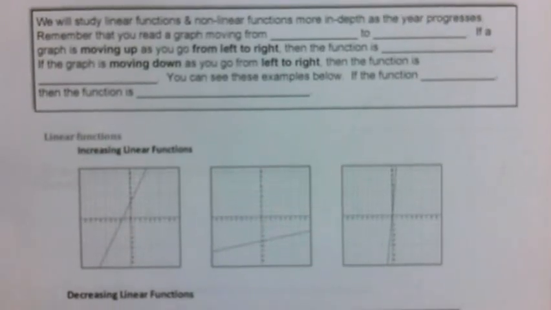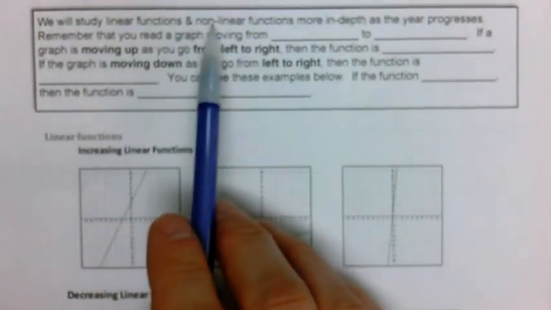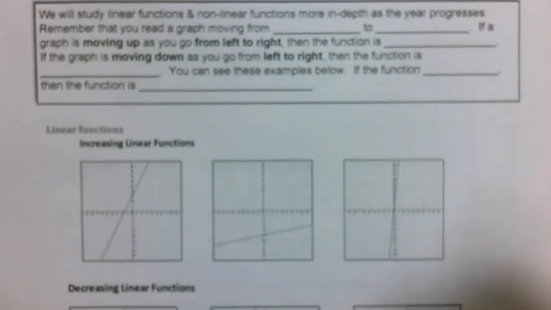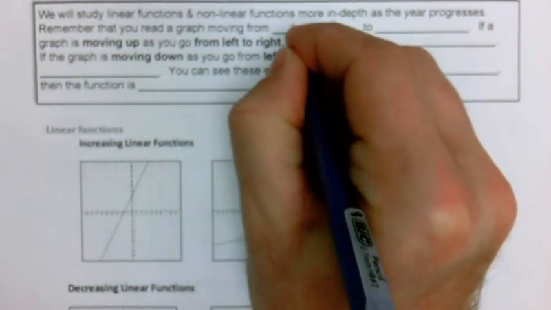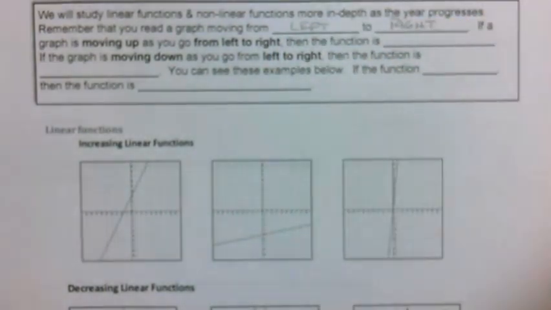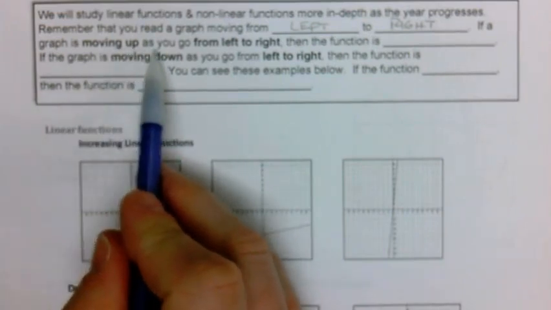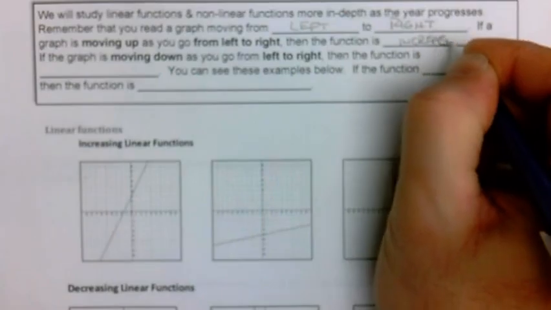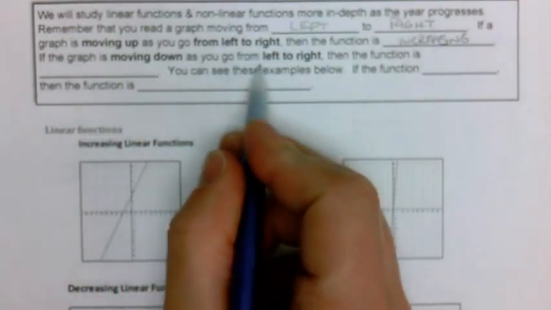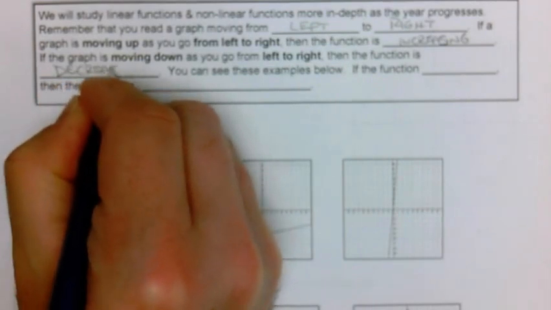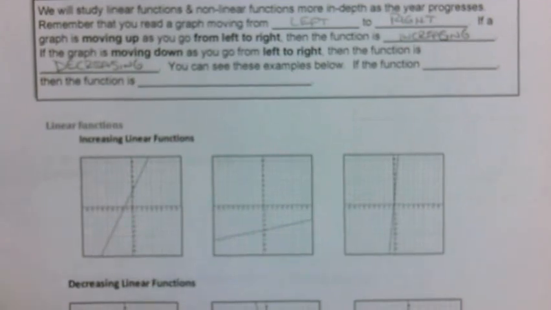This year we're going to be studying linear and nonlinear functions more in depth as we progress throughout the material. Remember that you read a graph moving from left to right, just like you would read a sentence. If a graph is moving up as you go from left to right, then the function is increasing. But if the graph is moving down as you go from left to right, then the function is decreasing.